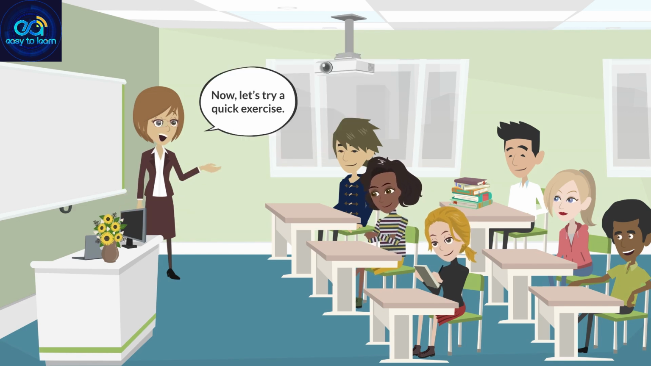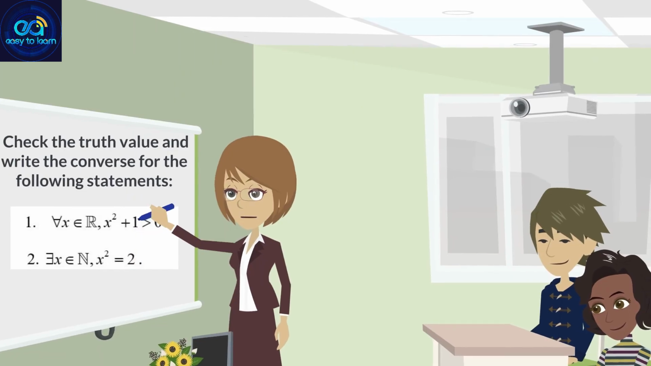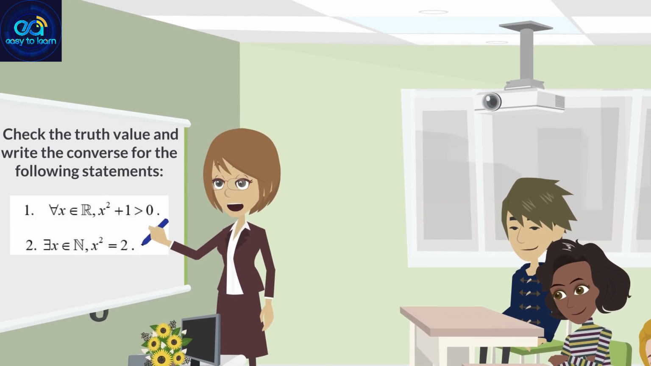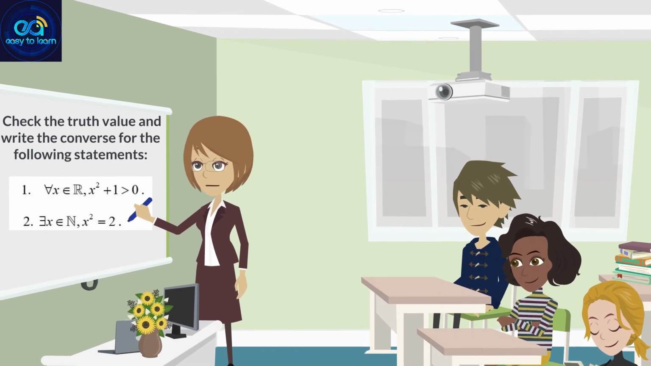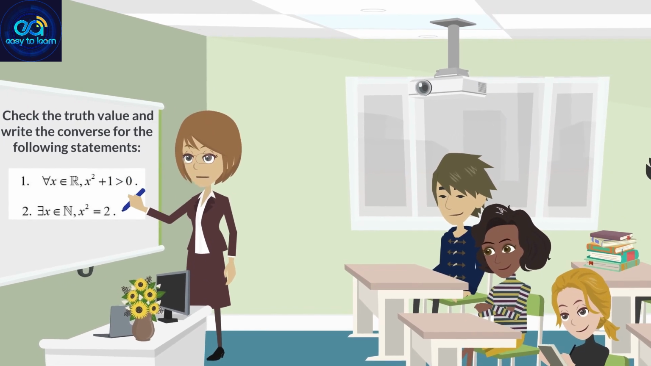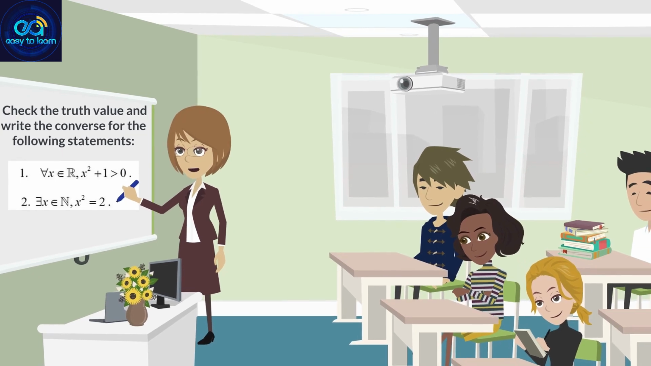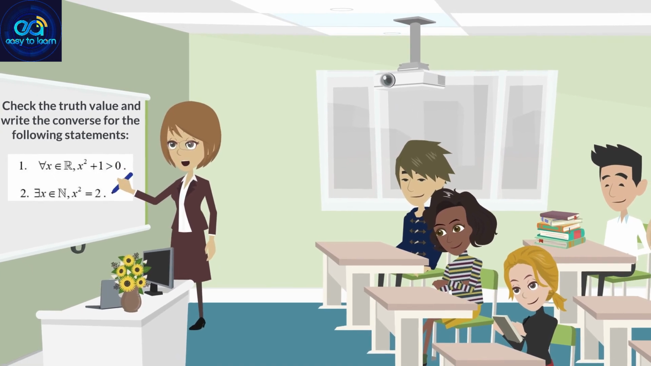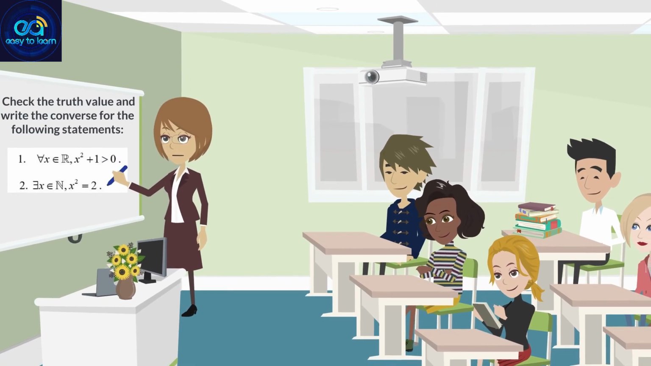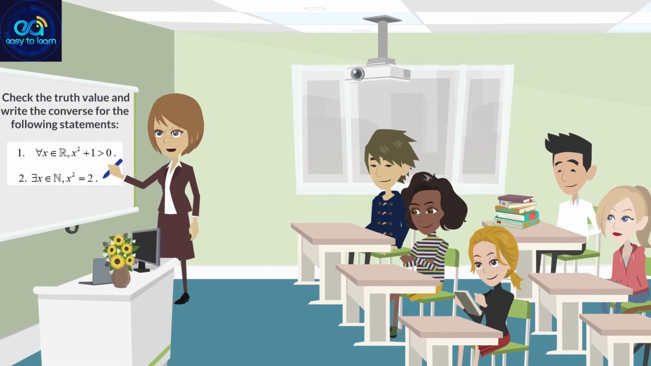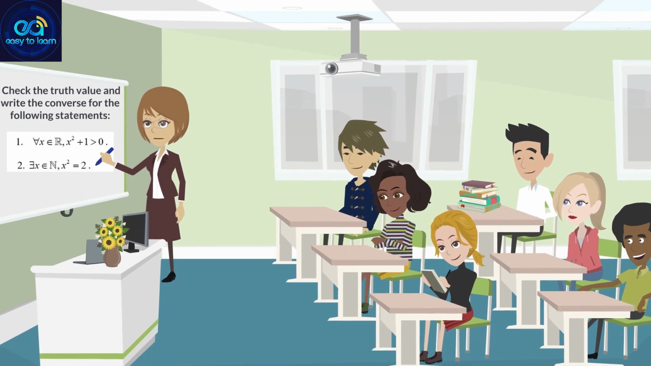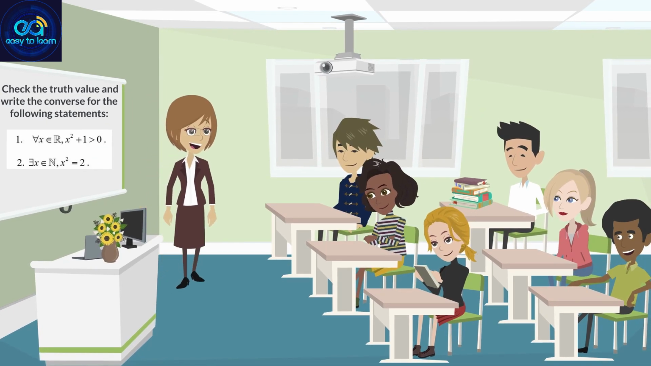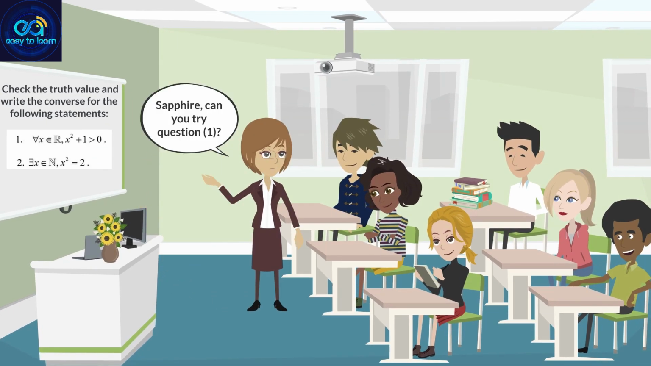Now, let's try a quick exercise. I will write it on the board. Check the truth value and write the converse for the following statements. Number 1: for all x belong to real number, x squared plus 1 greater than 0. Number 2: there exists x belong to natural number, x squared equal to 2. Safir, can you try question 1?